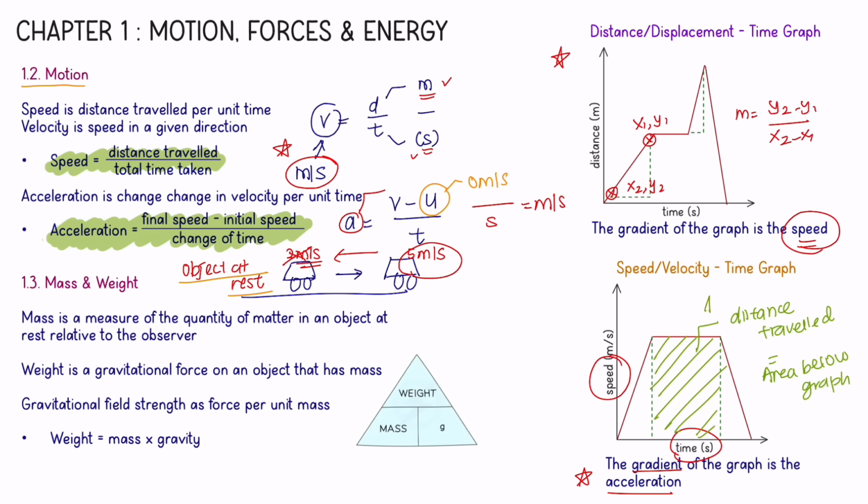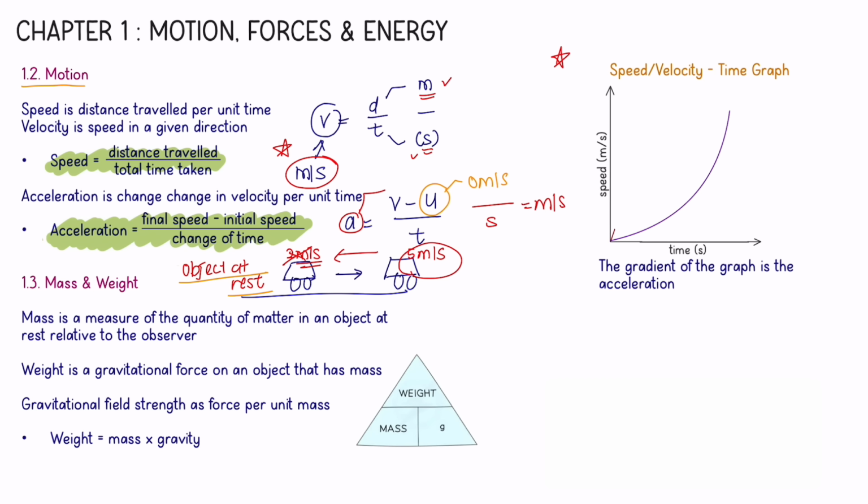And to get the distance traveled for the object, you can find the area below the graph. And if your speed time graph looks something like this, then finding the gradient would be a little bit more complicated, whereby you're going to draw a tangent for the time of acceleration they're looking for, and then repeat the same thing. Get 2 points furthest from each other and use the formula of gradient to obtain the acceleration.